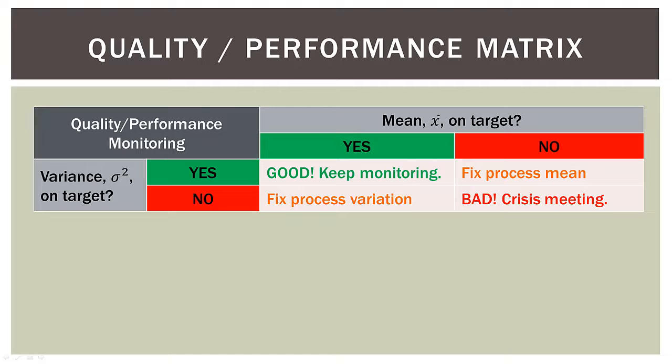Now, of course, if both are bad, if the mean is off target and the variance is off target, then that's going to be like a crisis. So we're going to have a meeting and determine how we can fix it.